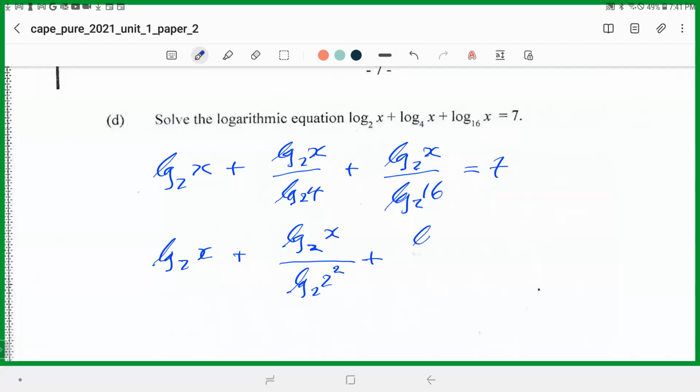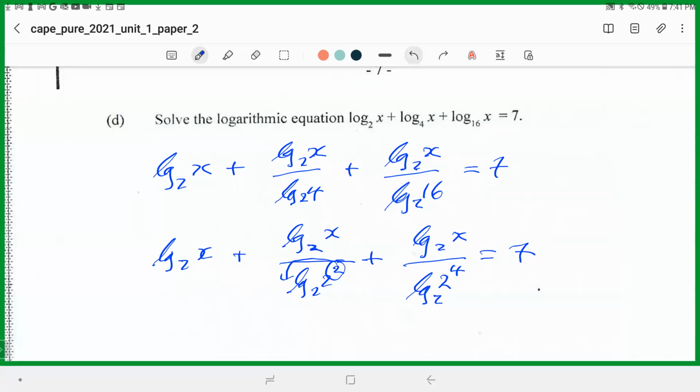plus log to base 2 of x over log to base 2 of 2 to the 4th power equals 7. But I write it down. This 2 will come to the front, and this 4 will come to the front. See that?